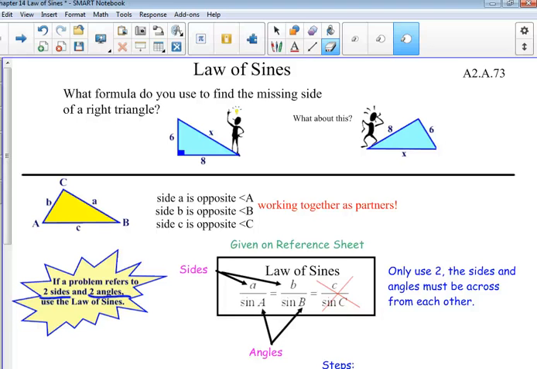Law of sines today. Do you guys know what formula you have to use in a right triangle to find x? Perfect. Awesome. Good job.